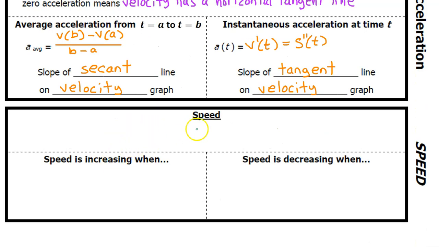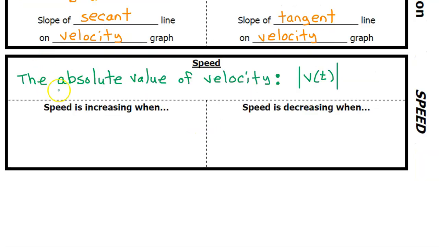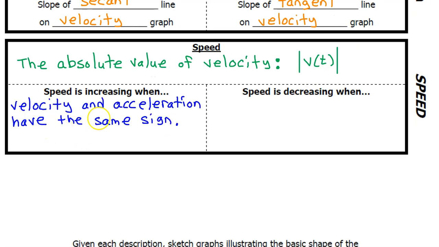We need to talk about speed. This is a word that you use every day in common speech. However, it has a very specific meaning in calculus. In calculus, speed is the absolute value of velocity, which is given by this expression. So forget about your everyday uses of the word speed. When I say speed, I want you to think, oh, the absolute value of velocity. I want you to memorize this. This is going to come up a lot.